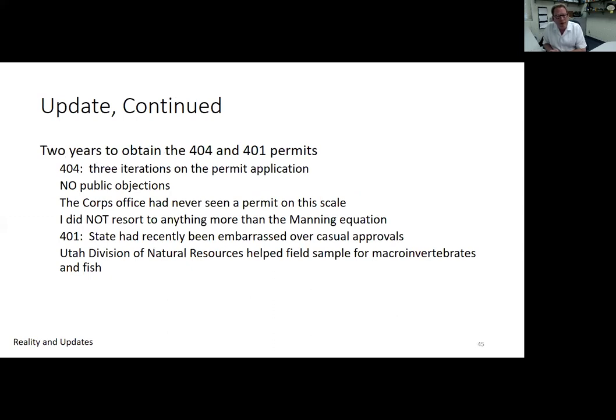As a hydraulic engineer, I had the option of doing simple or complicated hydraulic calculations. I opted to try to keep them simple, and that was acceptable. The state of Utah was concerned about being very rigorous in their review. They had had a few permits that had caused some trouble for them. We also received a lot of help from the state. Part of our permit was to field sample for macroinvertebrates, and they helped us set that up.